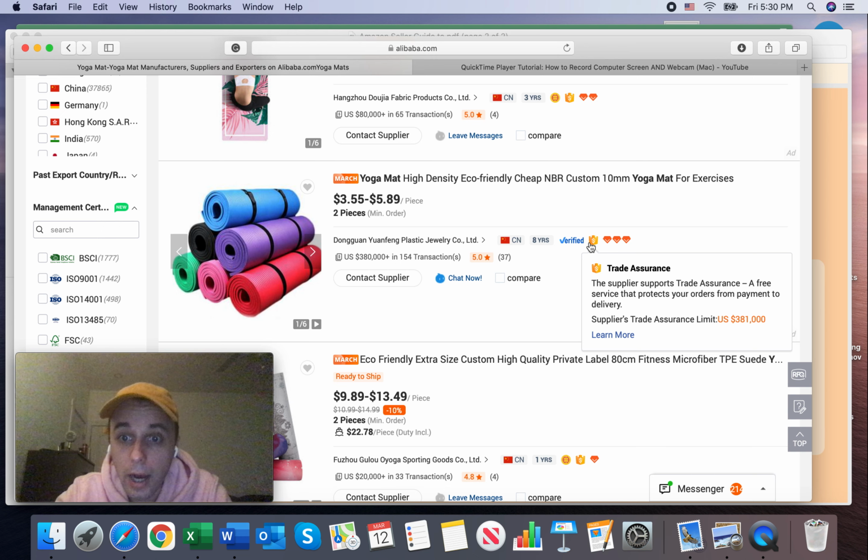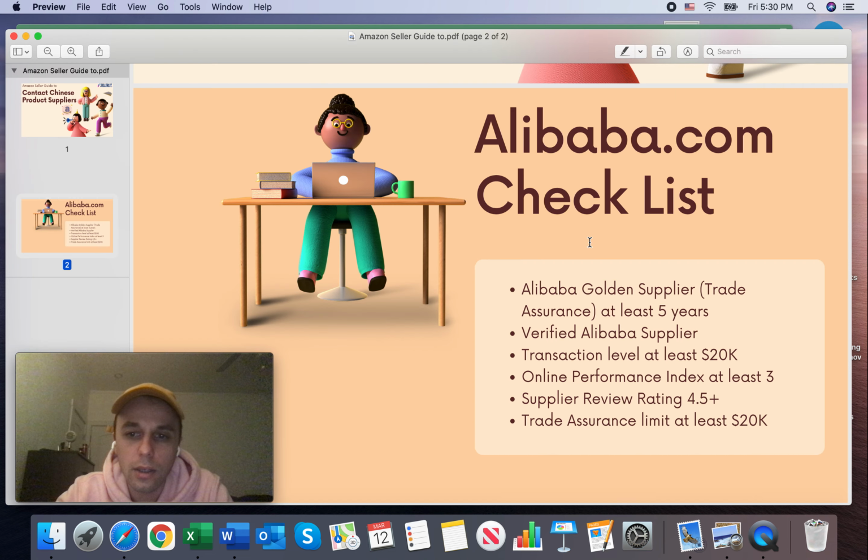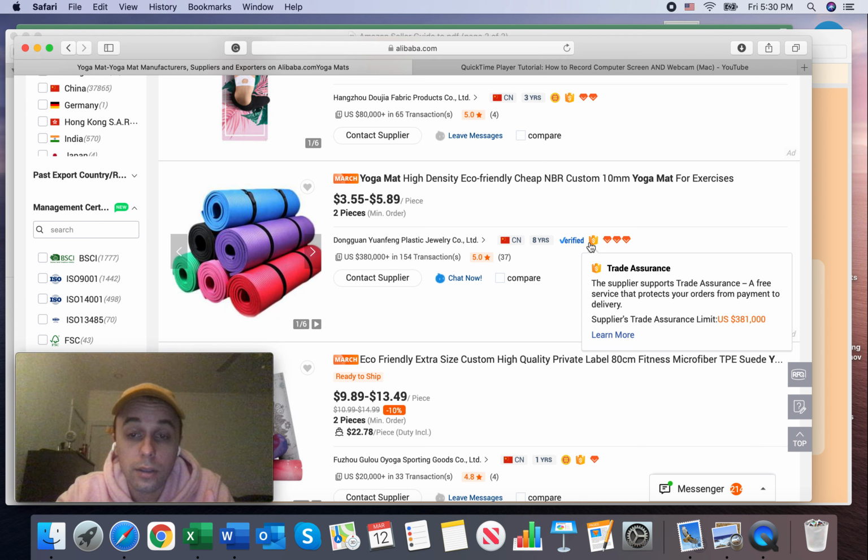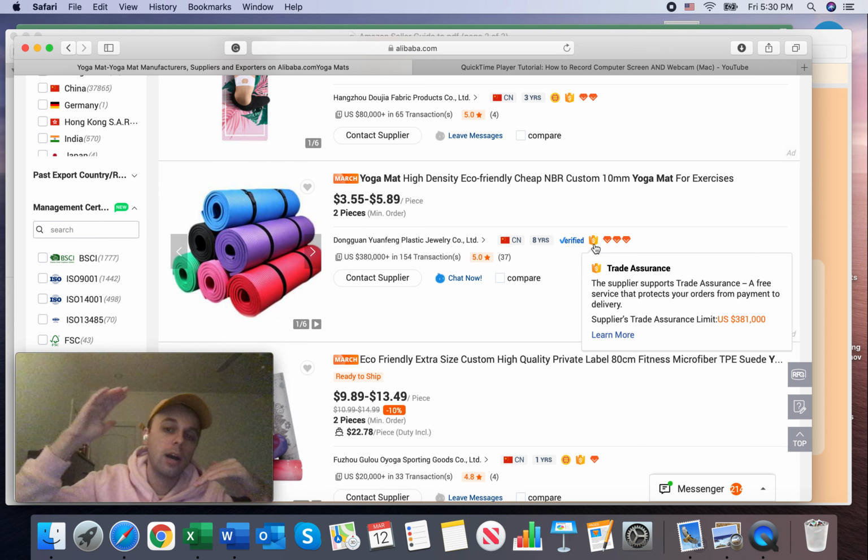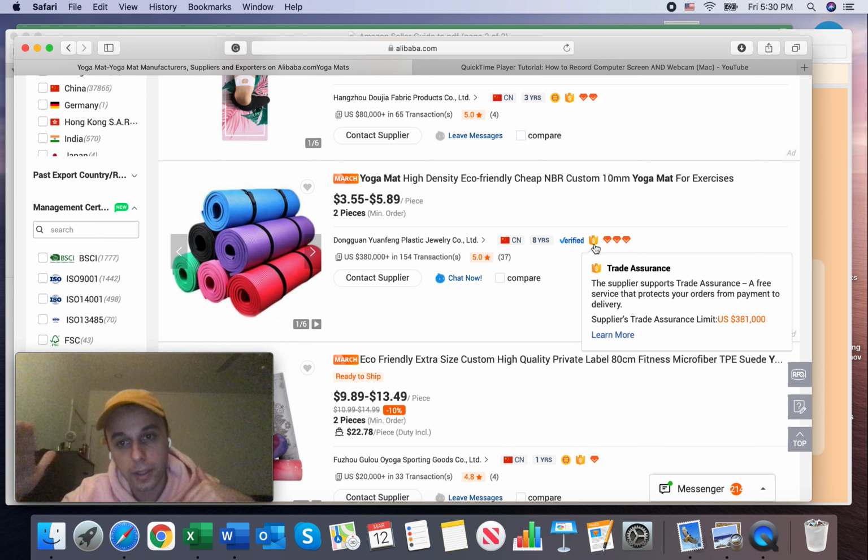You remember, I would like the supplier to have at least $20,000 in a trade assurance limit. This supplier has $381,000 in trade assurance limit. What does it mean? It means that if you purchase up to $381,000 worth of inventory and something happens to this inventory, Alibaba has a responsibility to reimburse you this money.